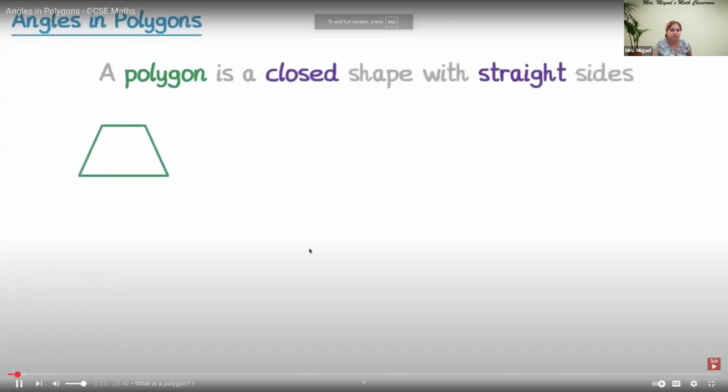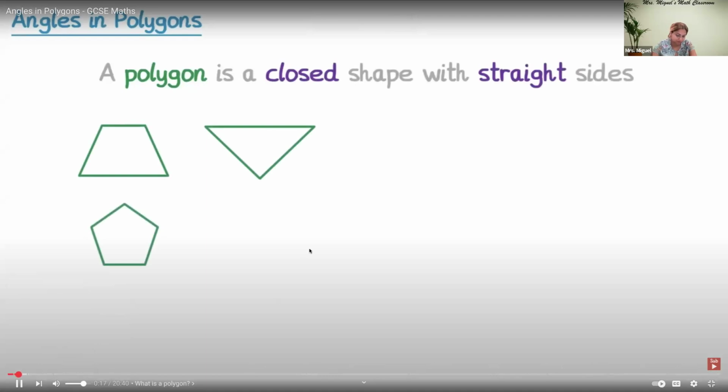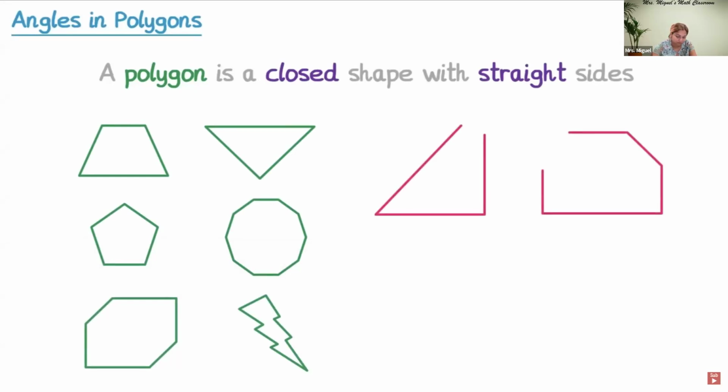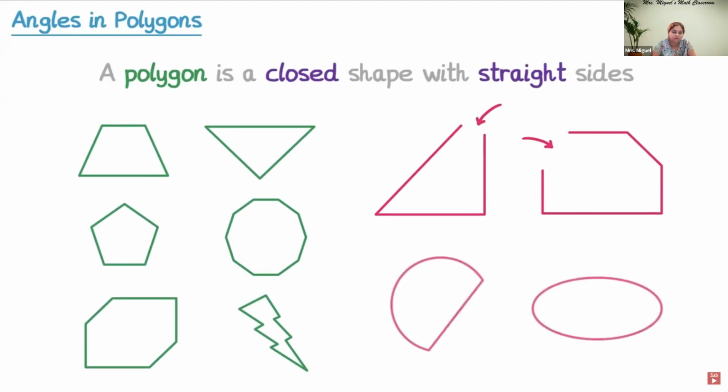For example, these shapes here are all polygons. You can see they're made with straight sides, and the shapes are closed. These two shapes here are not polygons because they're not closed. You can see we have some gaps here. These two shapes are not polygons either because some of their sides are curved.